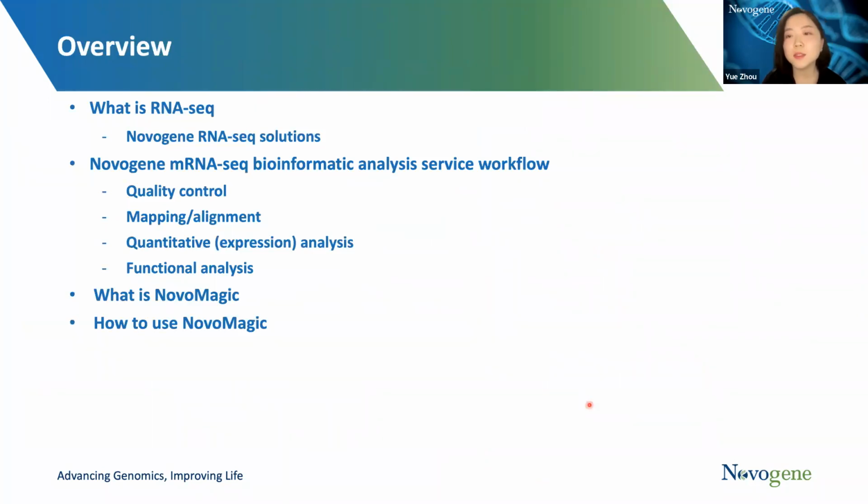I understand that you still have some questions after this short intro. Let me just use eukaryotic RNA-seq analysis as an example to go through the workflow from the quality control to functional analysis, which mostly aligns with the functionality of NovoMagic. And in the end, we will come back to the platform and show you a demo about how to use it.